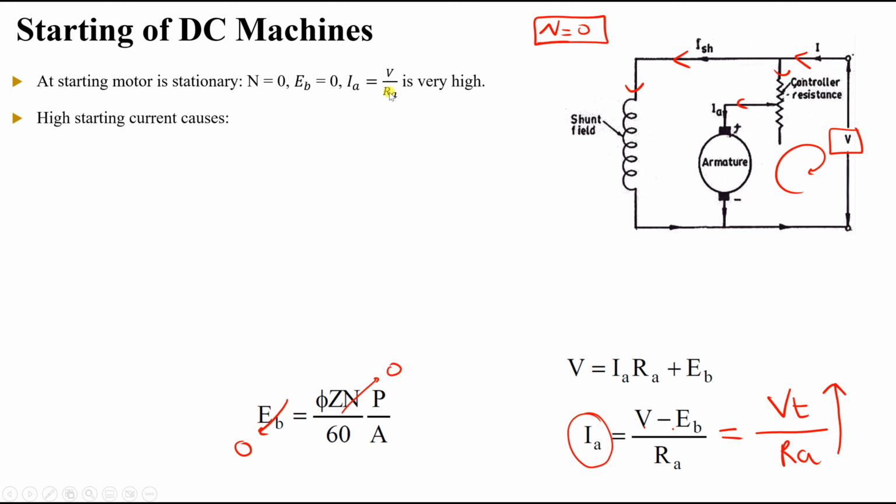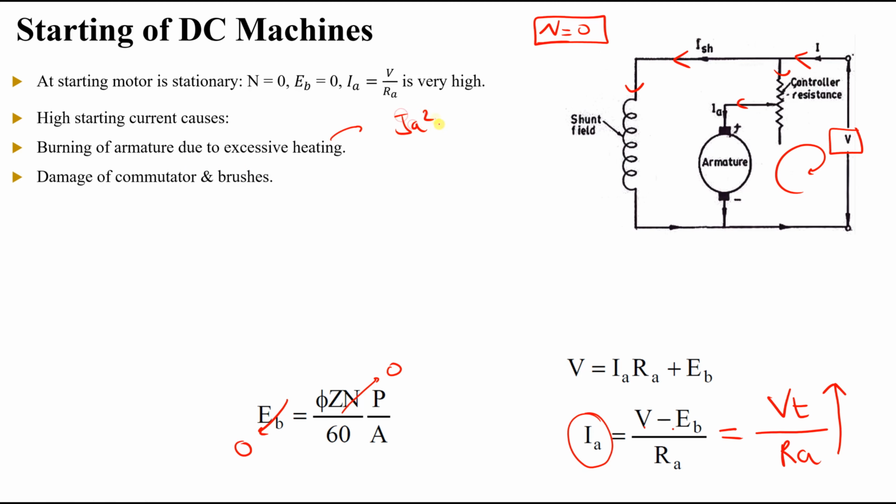This high starting current has some issues. Number one, it can cause the burning of the armature due to excessive heating. Why excessive heating? Because the heating is a result of IA squared multiplied by R armature. The power losses are very high at the very beginning. Number two, damage of the commutator and the brushes, because they cannot withstand this large amount of current. In addition, excessive voltage drop: you can see the voltage drop here is IA multiplied by the resistance. Since IA is very large, the voltage drop on the armature is very large.